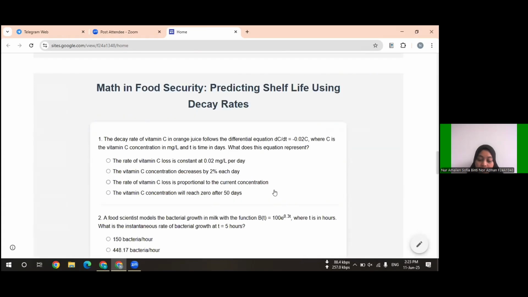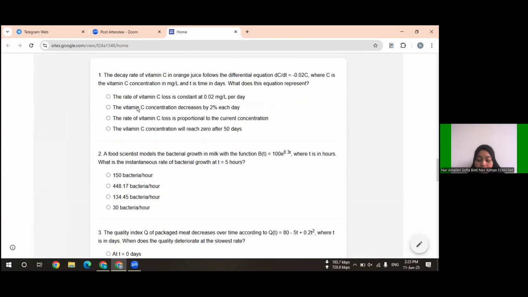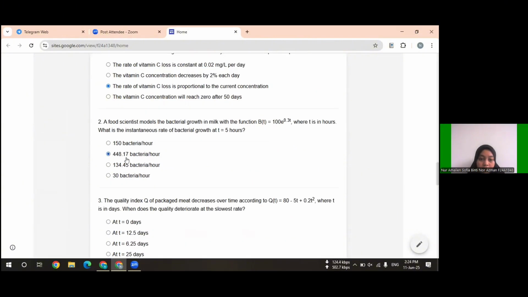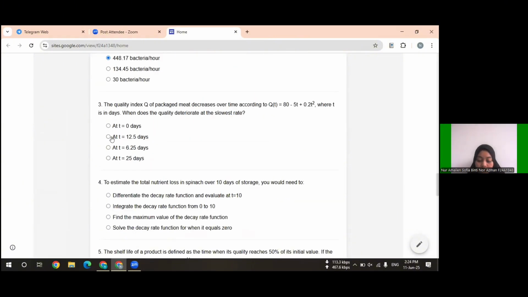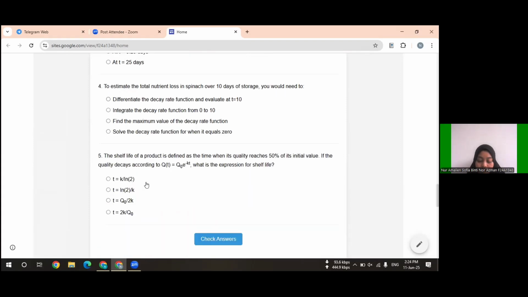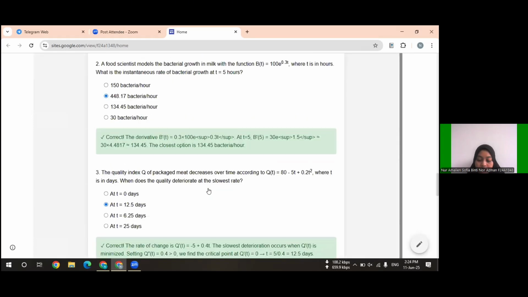The next part, part 2, is the math in food security MCQ quiz. After a student answers the question, it shows whether the answer is right or wrong, with an explanation. For example, so this is the example. Here they should answer and see the explanation.